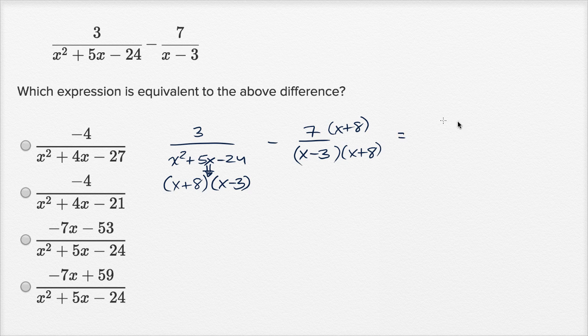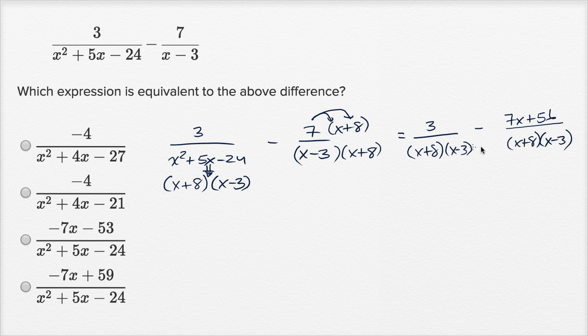This is going to be equal to 3 over x plus 8 times x minus 3, and then minus, and actually let me distribute the 7, remember we have this negative sign out front, so it's going to be minus 7x plus 56 over x plus 8 times x minus 3. If I was really under time pressure on the SAT, I wouldn't probably do all of these steps. I would try to cut to the chase a little bit faster, but this is hopefully so it helps us understand things.